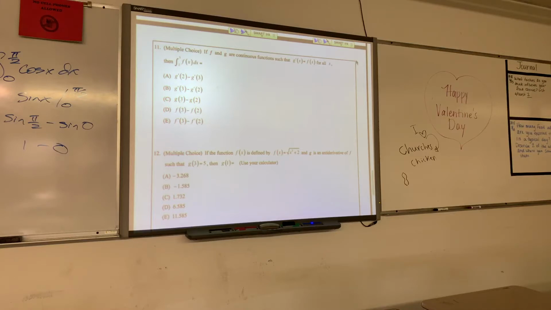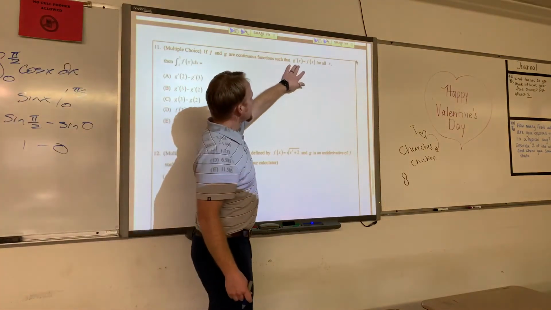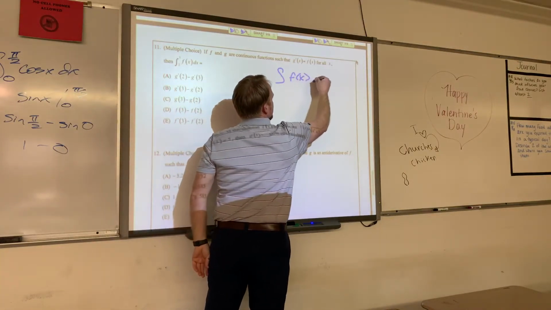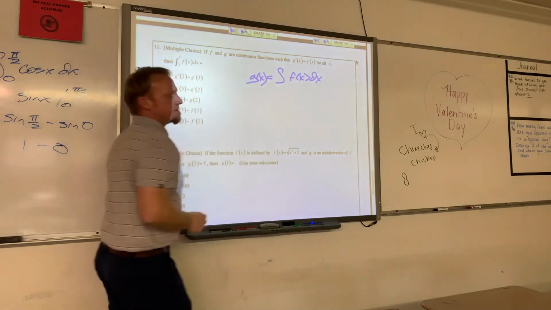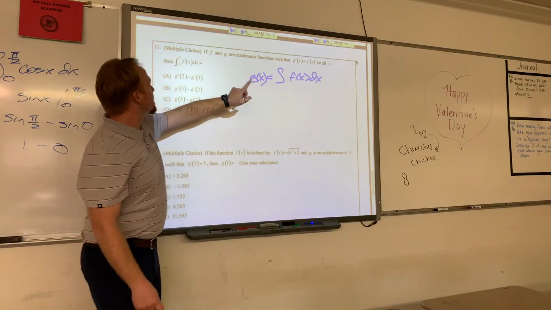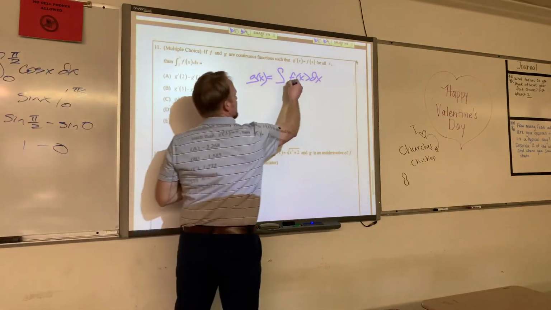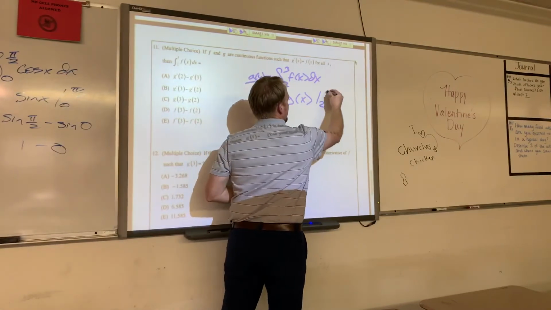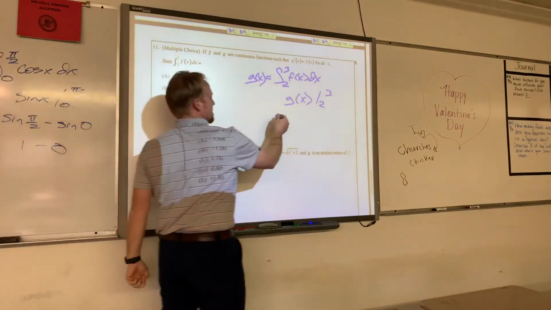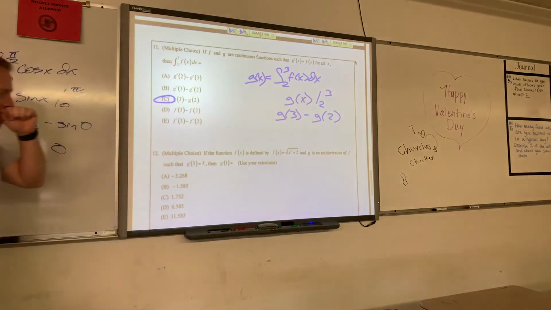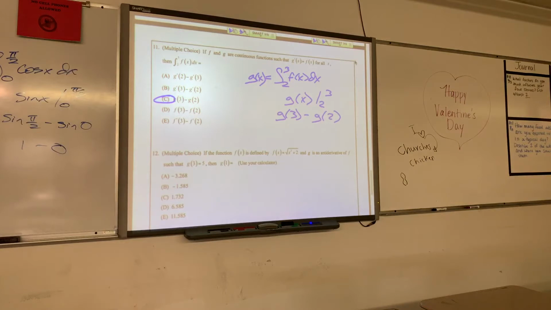All right. Number 11 is just wanting to know, do you understand the fundamental theorem of calculus? It's telling me that G prime is equal to F. So that means if I integrate F, I should get G. So if G prime equals F, if I integrate F, I should get G. Okay? And we're going from 2 to 3. Plug in the top one first. Plug in the bottom one. I get G of 3 minus G of 2. So my answer is C.